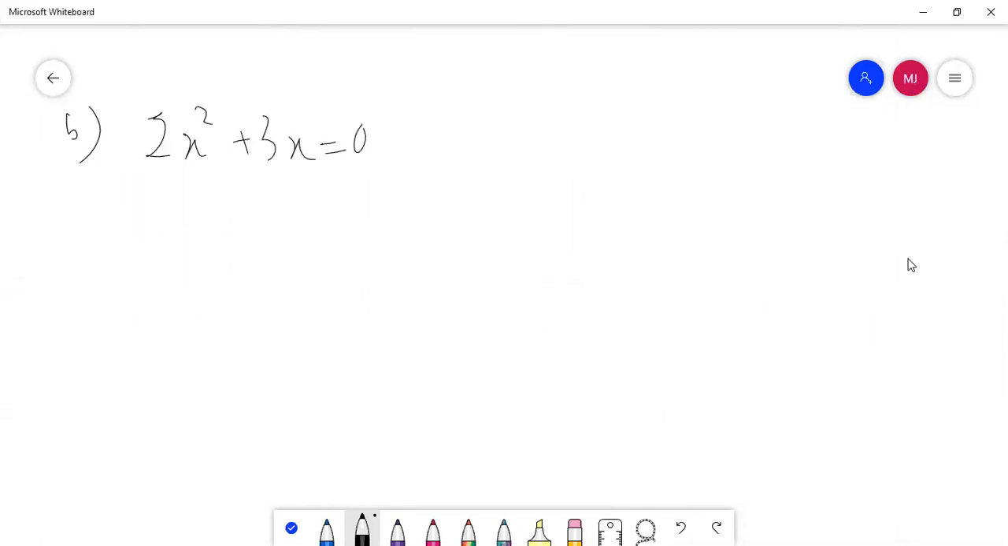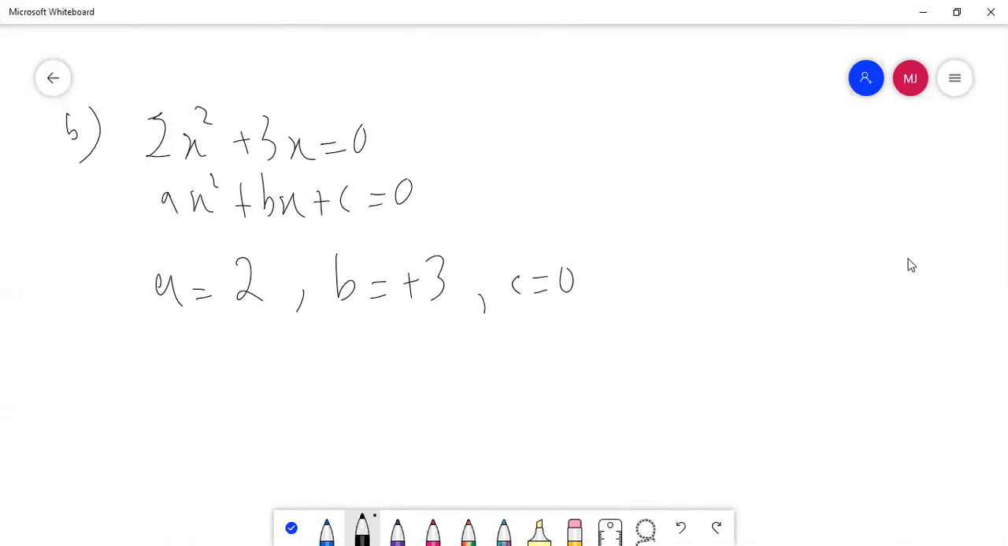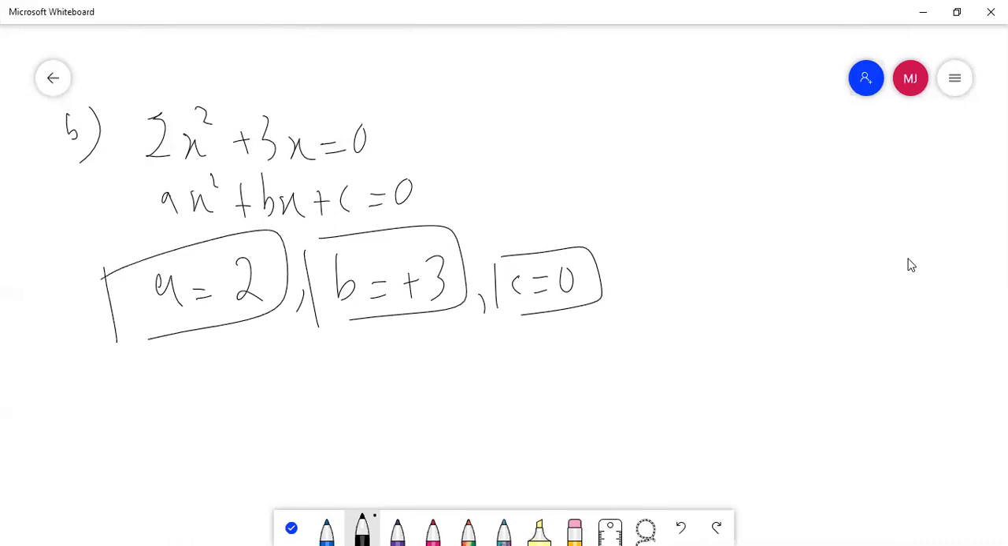This is quadratic equation or not? Yes. If I compare it with ax square plus bx plus c is equal to 0, I will get a is equal to 2 coefficient of x square and b is equal to 3 coefficient of x, and c is equal to 0 because there is no constant term present. So yes, this is my quadratic equation.